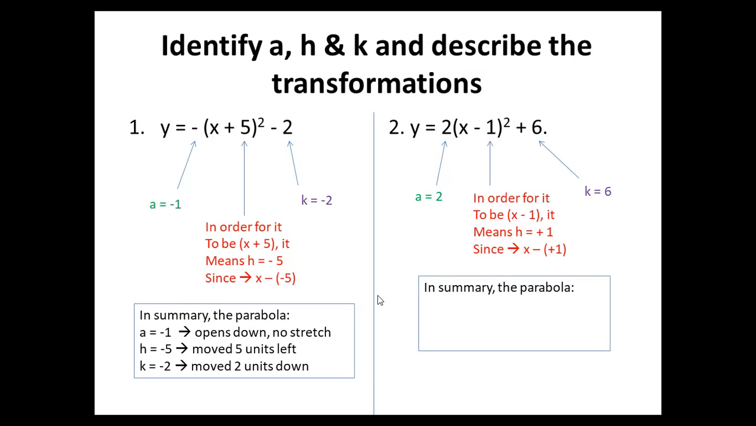So in summary, the parabola, we have a is equal to 2. That means it opens up, and our parabola is stretched. When we have h is equal to positive 1, it means that our parabola moved 1 unit to the right. And finally, when we have k is equal to 6, it means that our parabola moved 6 units up.